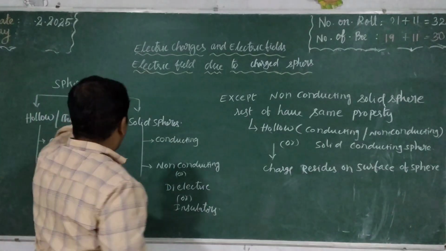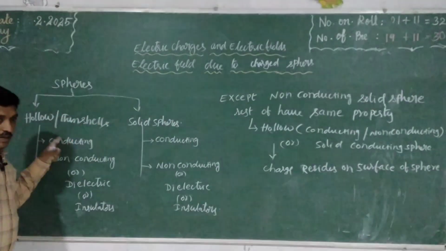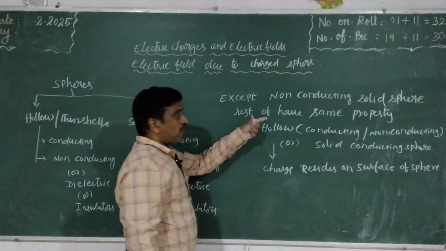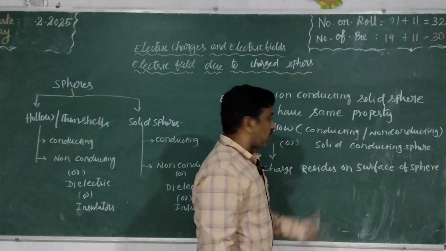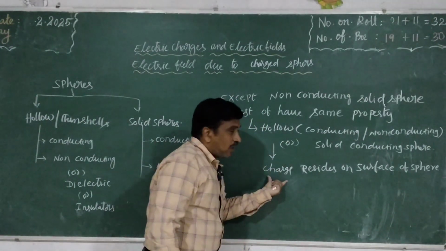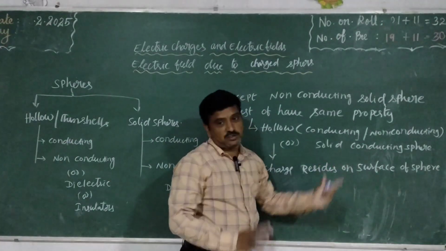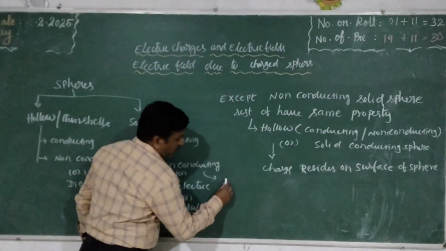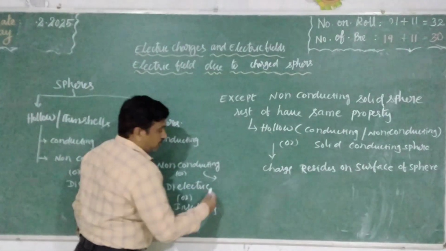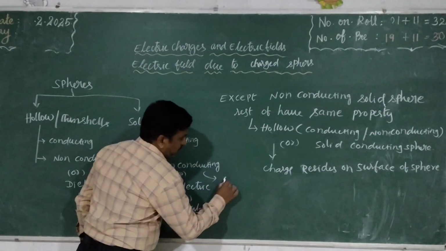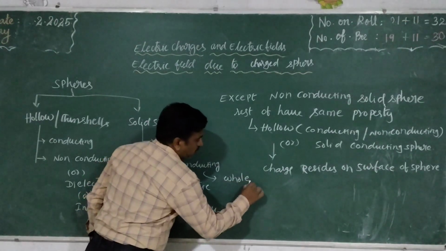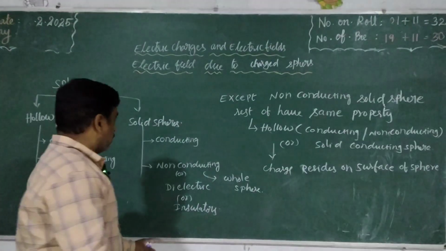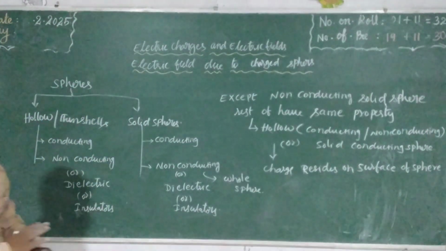See here, spheres: hollow, solid, conducting, non-conducting. In this one, except the non-conducting solid sphere, the rest have the same property. Hollow conducting or non-conducting, or solid conducting: these have charge, and the total charge resides on the surface of the sphere, not inside. For a non-conducting solid sphere, the charge is distributed over the whole sphere. So these are the spheres, hollow and solid.